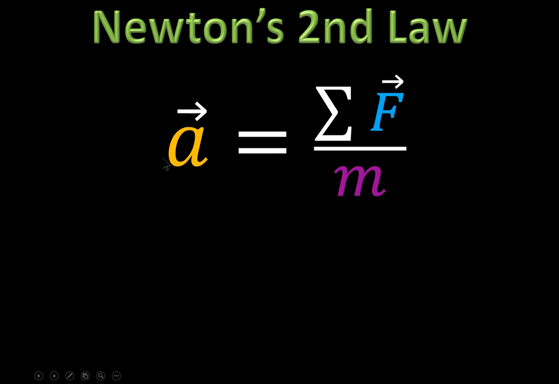This little arrow means that your acceleration is a vector. We know that. This little arrow means that the force is a vector. We just learned that. Remember, epsilon is the sum of. Your second law is basically this equation.